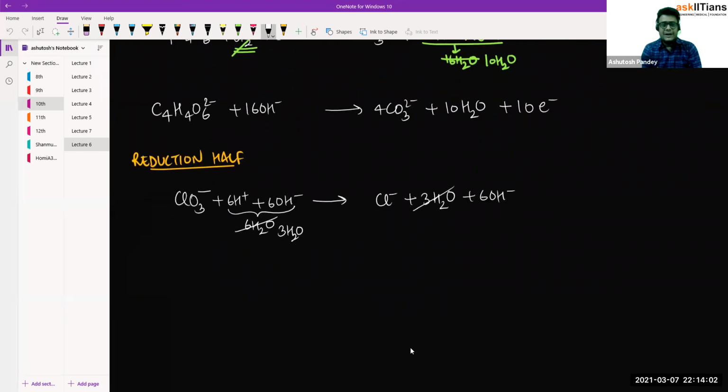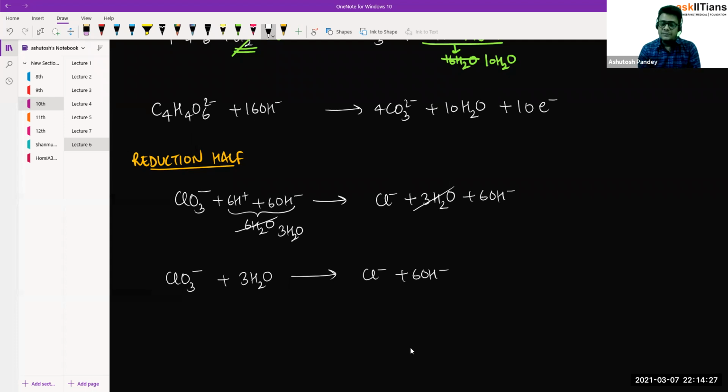So we can write the reaction as ClO3- plus 3 H2O, and we'll get Cl- plus 6 OH-. Cl is balanced. 6 oxygens on the reactant side, 6 oxygens on the product side, while 6 hydrogens on the reactant side, 6 hydrogens on the product side. So all the atoms are balanced.